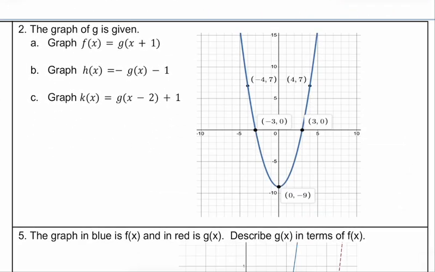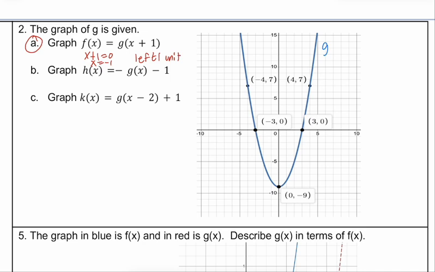It says the graph of G is given here in blue. So here's our G function. And we want to find F and H and K. So let's start with F. F I am going to draw. Remember that x plus 1 equals 0 at negative 1. So that tells us that we have moved left 1 unit.